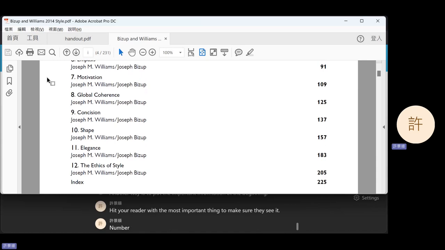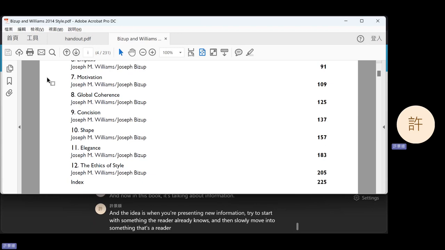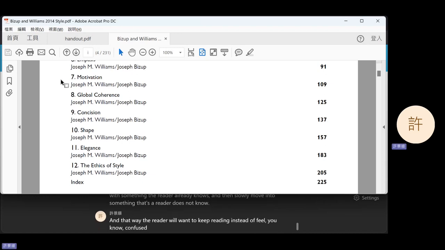Number seven, motivation. How do you make your reader want to keep reading? Now, in this book, it's talking about information. And the idea is when you're presenting new information, try to start with something the reader already knows, and then slowly move into something that the reader does not know. That way the reader will want to keep reading instead of feeling confused and wanting to give up.